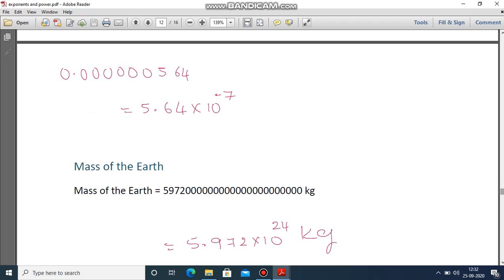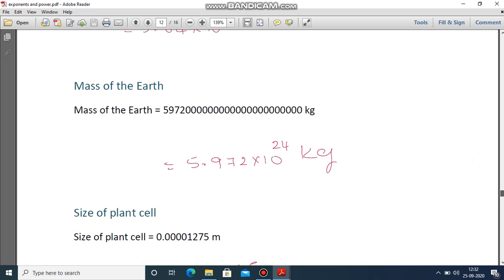So let me consider one more, that is 0.000000564. So here again we count to the right after the decimal point. How many zeros? 6 zeros. So how many jumps will come? 1, 2, 3, 4, 5, 6, 7 jumps will come. So if I jump 7, that would be 5.64 into 10 to the power minus 7. Here 5.64 lies between 1.0 and 10.0.